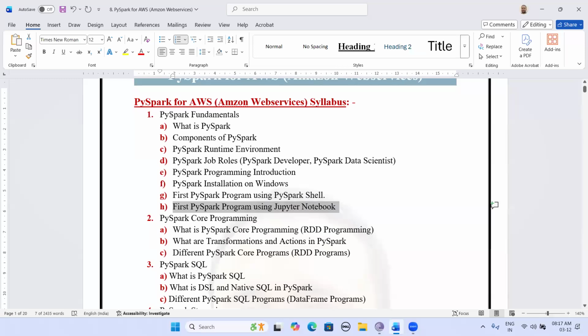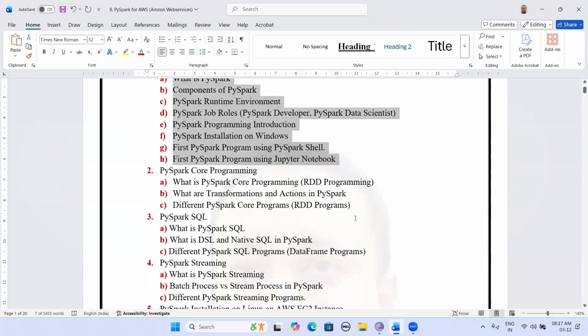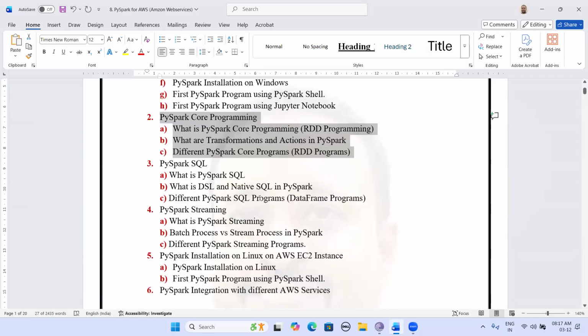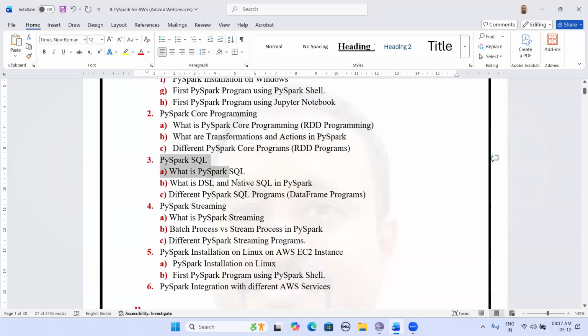Once we complete PySpark fundamentals, we get complete understanding of PySpark and PySpark programming implementation. Once we complete this, we are going to discuss PySpark core programming. Here we are going to understand what is PySpark core programming or RDD programming, what are transformations and actions in PySpark. Then we are going to see different PySpark core programming examples. And once we complete PySpark core programming, we are going to start PySpark SQL.